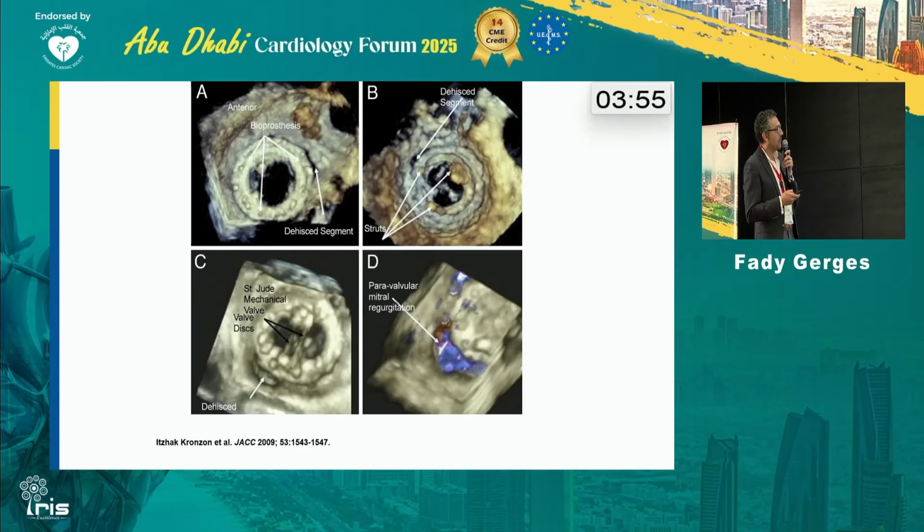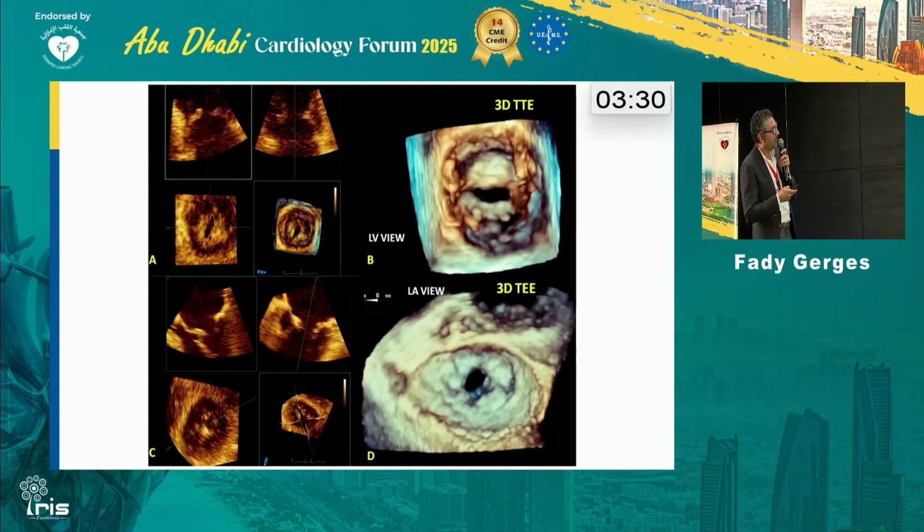So these are the struts of the dehisced segments. And here you can see a mechanical valve. This is a completely different patient from this one, where you can see the struts of the St. Jude mechanical valve, two discs over there, the struts around the valve, and this is the dehisced segment. And that will be the regurgitation in the 3D echo from that dehisced segment, because this is completely paravalvular, like we said.